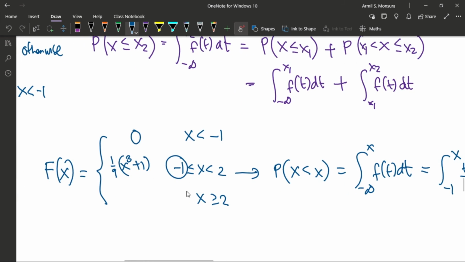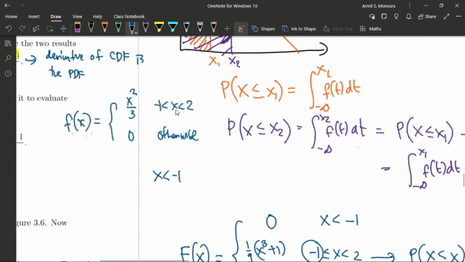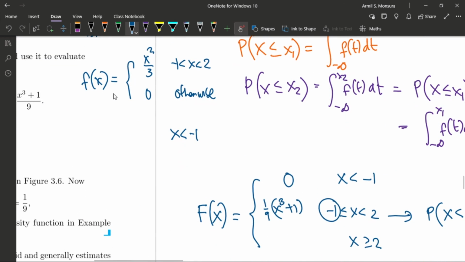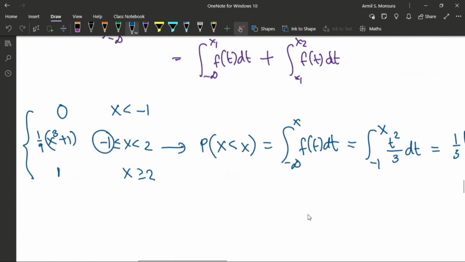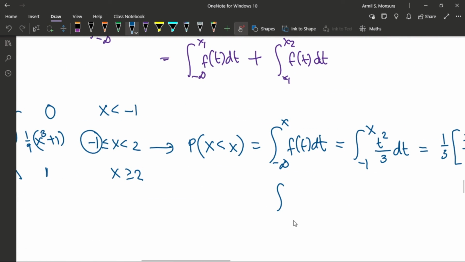Now actually, since your distribution function is basically non-zero only in this interval, sa labas ng interval na yan, yung cumulative distribution function na nyo is basically 1 na. So essentially kasi, you would have to add this 1/9 plus x cubed plus 1. And then you would have to evaluate the integral from 2 to infinity. Which in that case, 0 kasi siya.